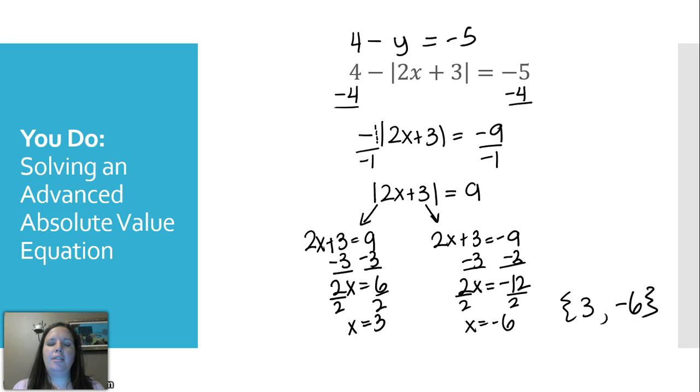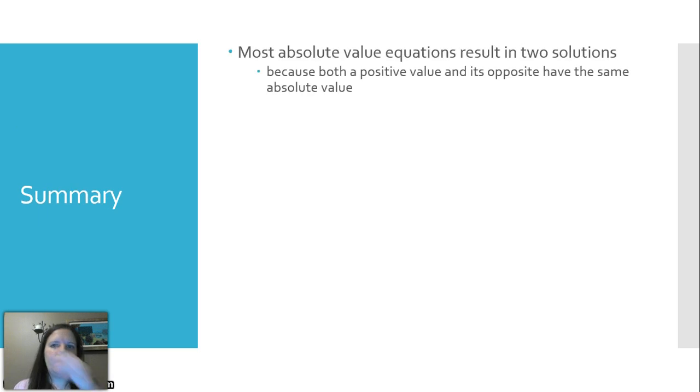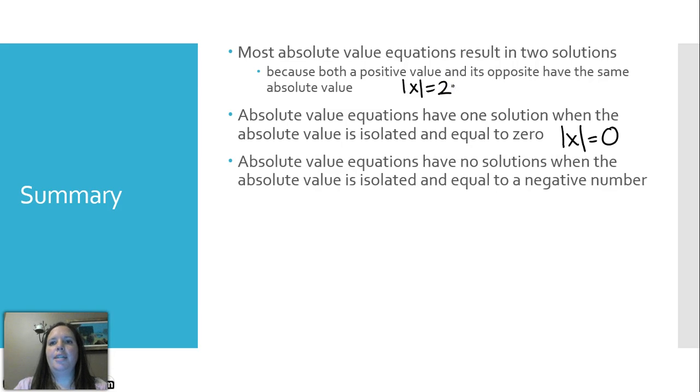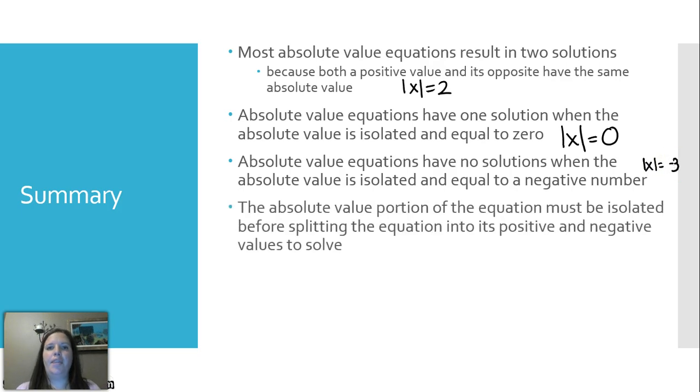So just to summarize, as your final piece here, most absolute value equations do result in two solutions. And think about why. It's that positive and its opposite that have the same absolute value. You have one solution when the absolute value is equal to 0. Think about the most basic example: absolute value of x equals 0 versus absolute value of x equals 2. If the absolute value equals a negative number, absolute value of x equals negative 3, there's no way to have that because we're talking about a distance, and a distance can't be negative.